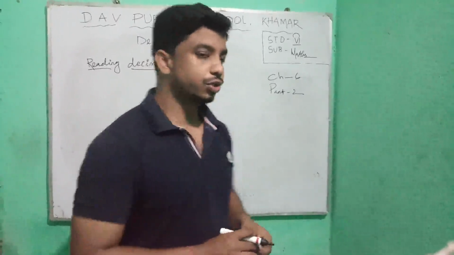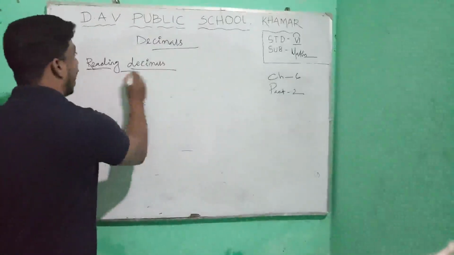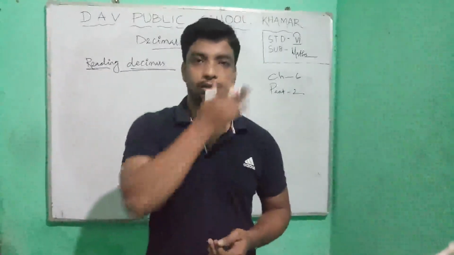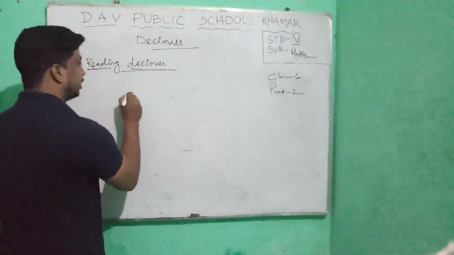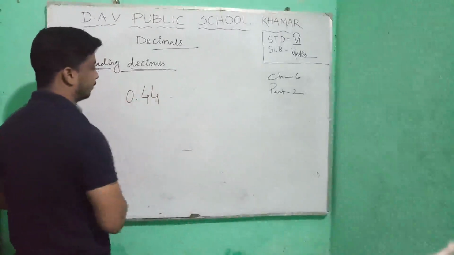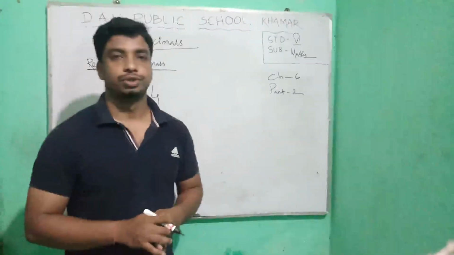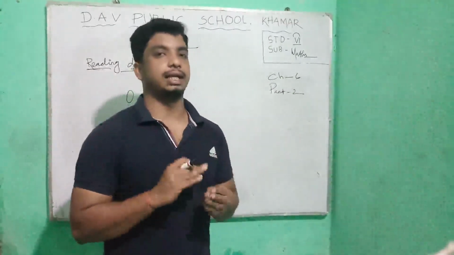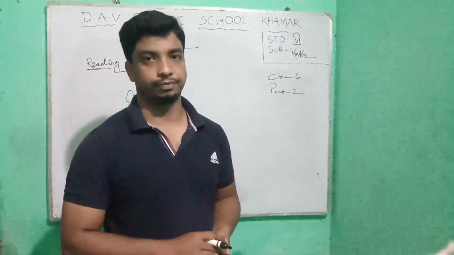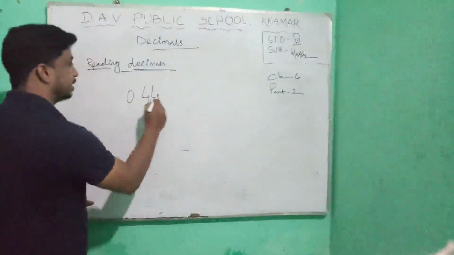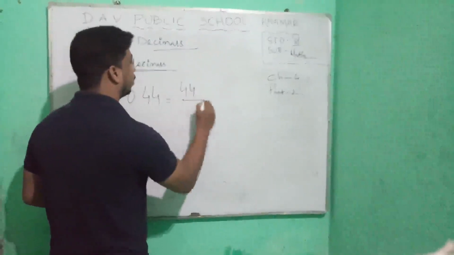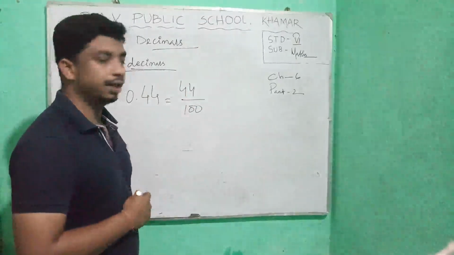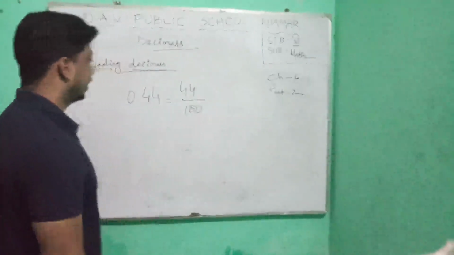Okay, so today let's learn how to read decimals. Here I'm writing a number, 0.44. We can read a decimal in two ways. 0.44 means 44 by 100. This is also how we can say it, 44 by 100. So here we can read it two ways.